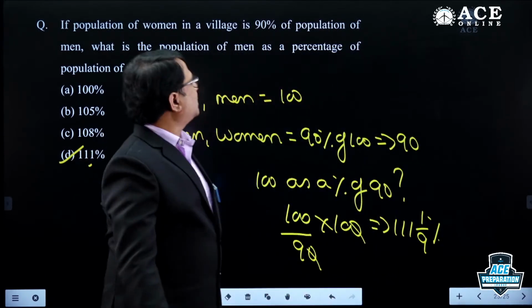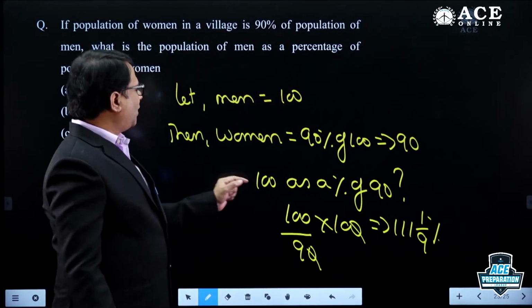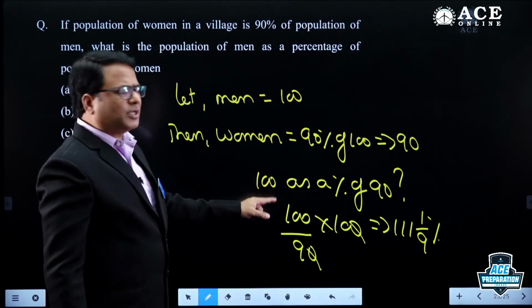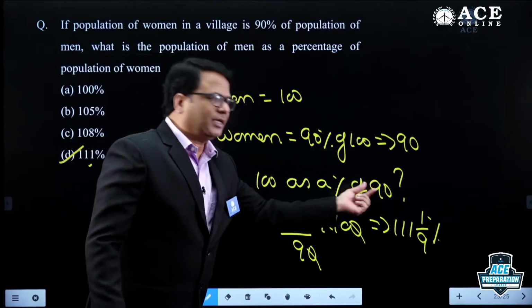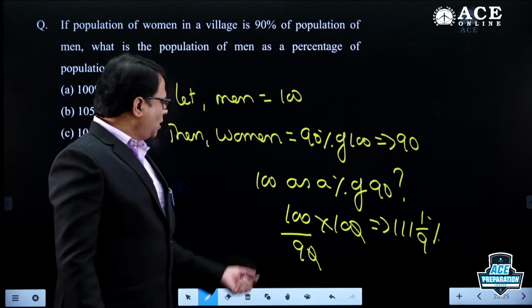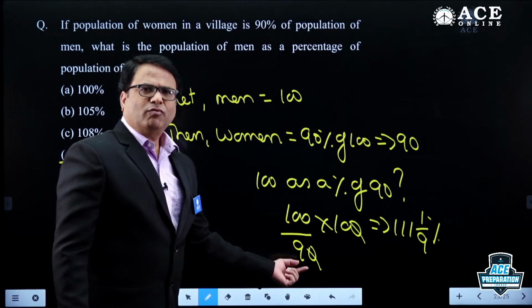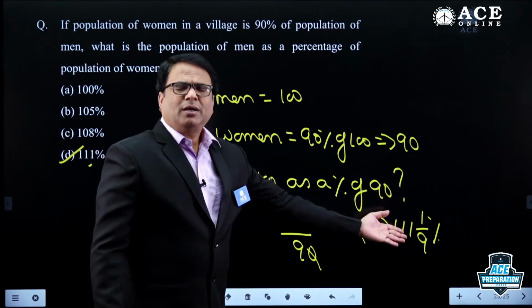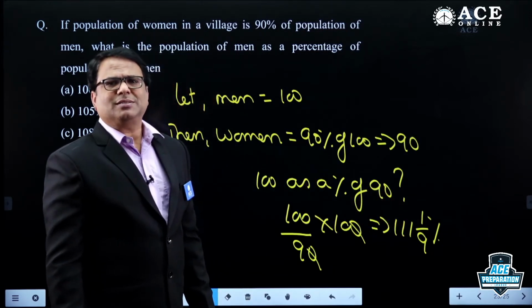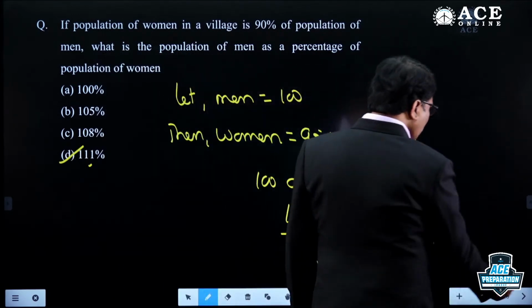Okay, the question is population of men as a percentage of women. Population of men is 100. Population of women is 90. So 100 is what percentage of 90? That is the question. So 100 by 90, and to convert any fraction into percentage, we have to multiply the fraction with 100, so into 100. So that gives you 111 1/9%. So that's the answer. Okay? Right. Now, let us look into the next question.